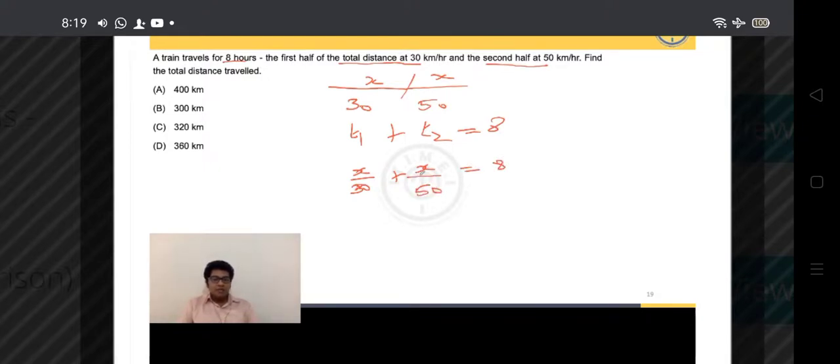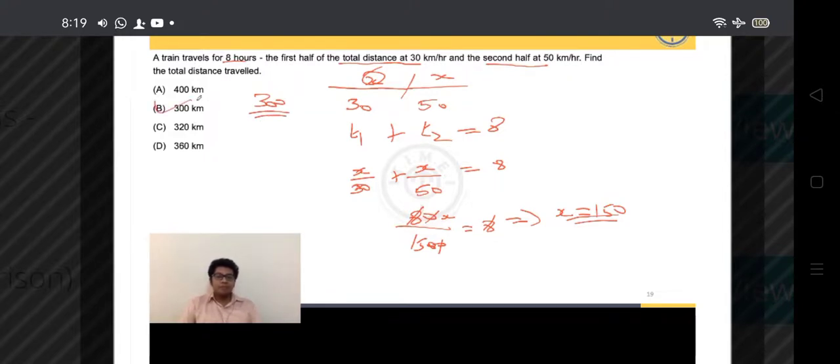So we have 30 plus 50, which will be 80, divided by 1500, equals 8. So if we just cancel, I'll have 80x. So 8 will cancel, which gives me x as 150. Now what is x? It's the first half of the distance. Therefore, what will be the total distance? It has to be 300 kilometers. Hence choice B will be our answer.